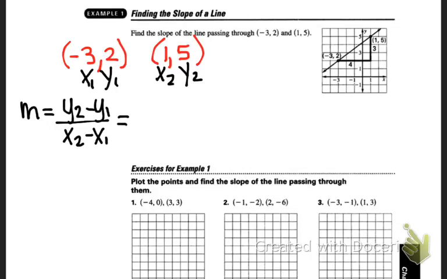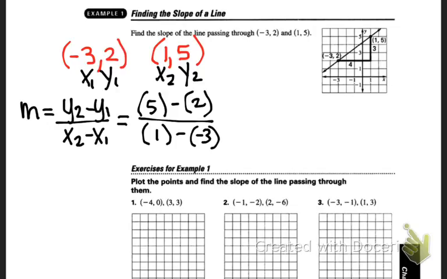Okay, so let's plug in. What's our y2? 5. Good. What's our y1? 2. Awesome. x2 is 1, and our x1 is -3. Good. All right, 5 minus 2 is 3. Perfect. And then for my x's, I'll add the opposite. What's 1 plus 3? 4. Awesome. Our slope is 3 over 4. So that's one way you can do this, using your slope formula.